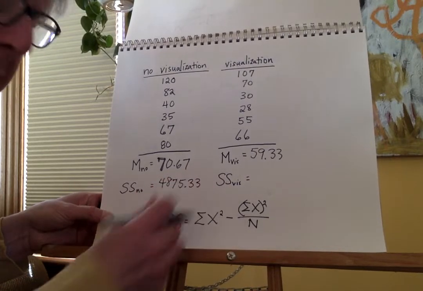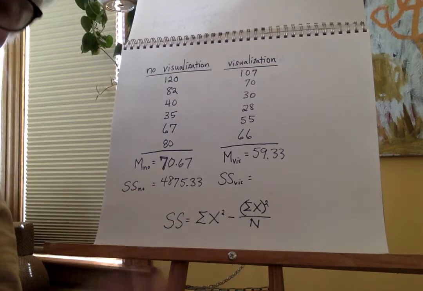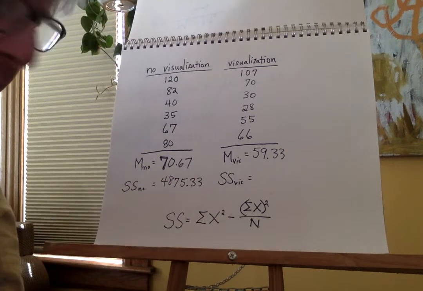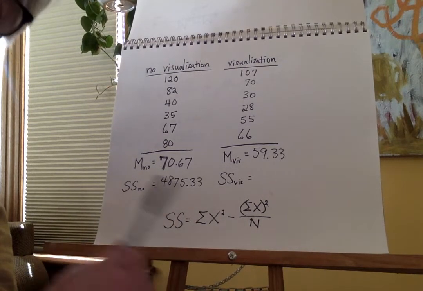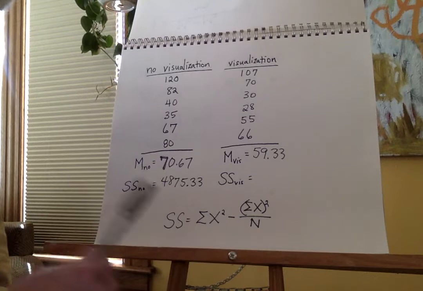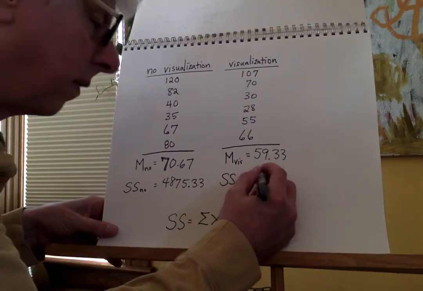4,875.33, right? A little bit different than when we had the single digit numbers or the small numbers that we had. We know why this is so big, right? We're taking the deviations and squaring it, adding them all up. That's old business. For the second group, 4291.33.